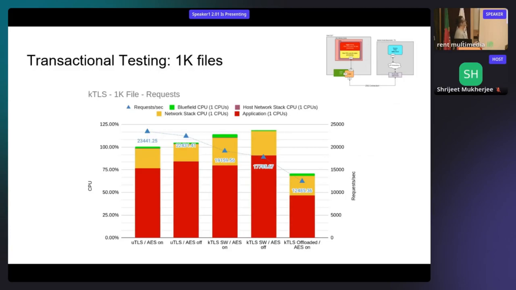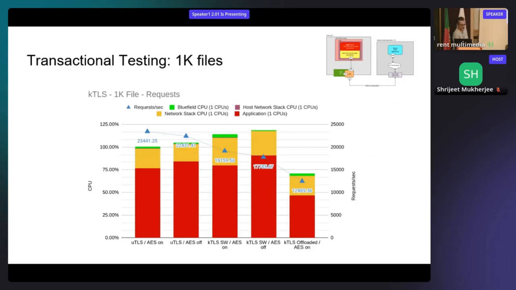So what we ended up doing was capturing the CPU utilized. The green was on the ARM cores that are sitting on the NVIDIA BlueField. Yellow, like I demonstrated, is the network stack, basically. Red is the host, somewhere between the kernel and user space.